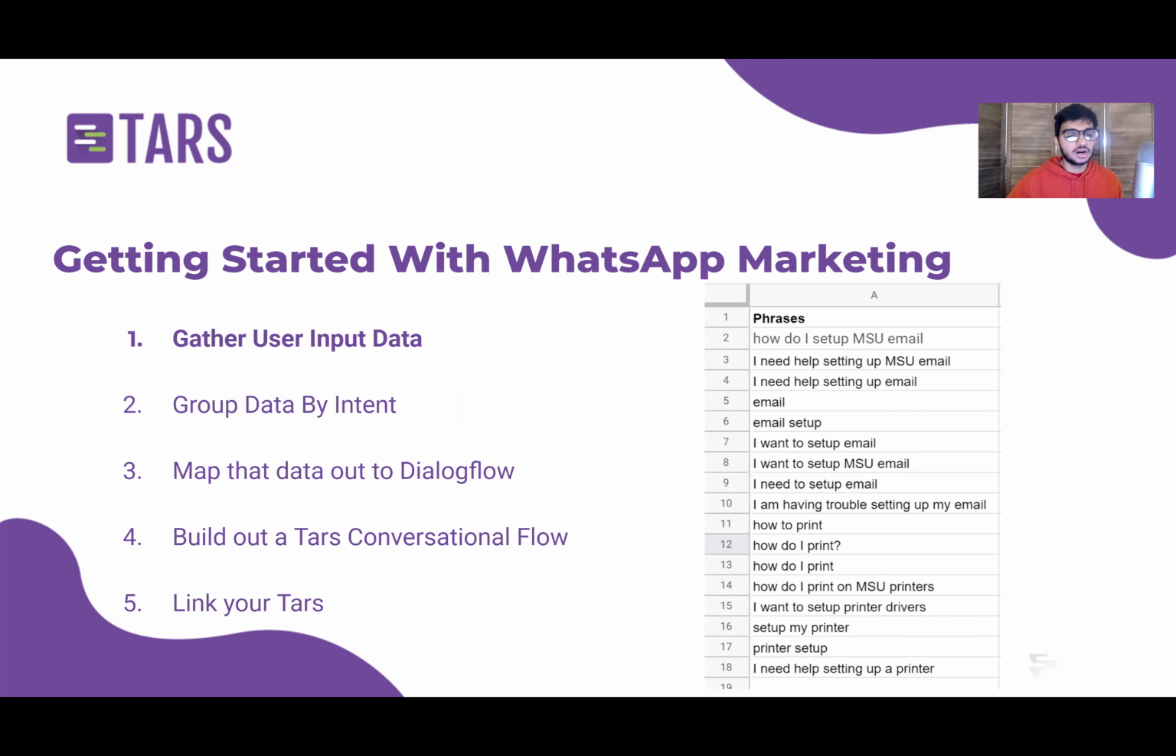But broadly speaking, there are 5 steps to get started with your NLP chatbot in customer support automation. The first is to gather user input data.